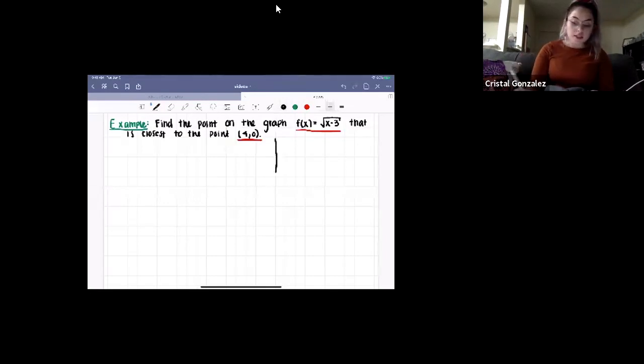But the question is, what are we trying to optimize? Are we trying to optimize this? Right? No, we're not. We want to find the point on the graph. So we want to find a point here that is closest to this point. So what does that mean exactly?